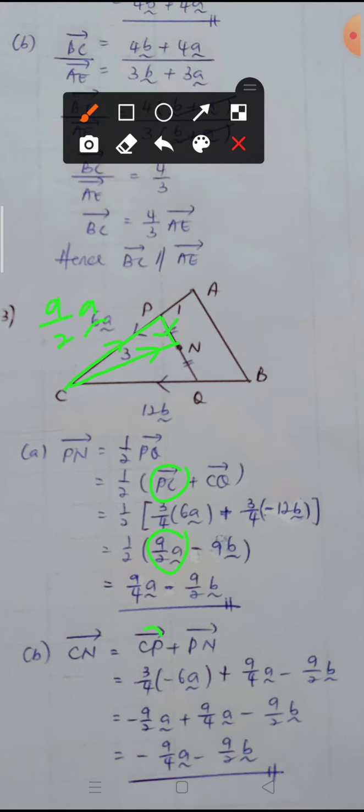So CP is opposite. Okay, opposite, so we have negative 9 over 2A. And then vector PN, we just found here, so we just put on. And then we simplify it. You can use your calculator, press negative 9 over 2, add with 9 over 4, so you get negative 9 over 4A and minus 9 over 2B. So this is the solution for question 3.